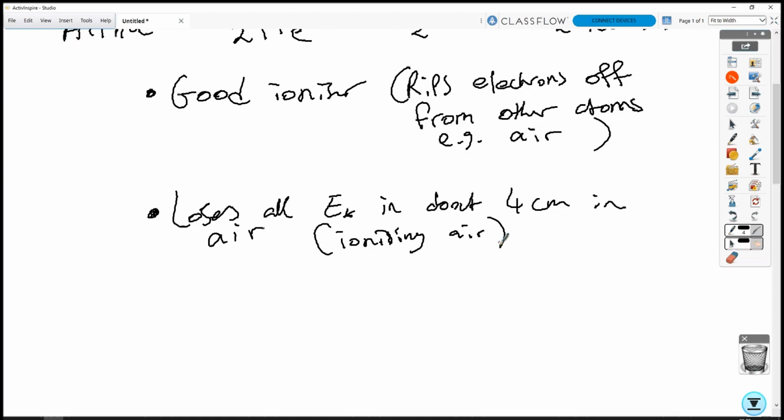After it's ionized the air, at that point it's ripped the electrons off. It's got its own 2 electrons now, and it's just become a helium atom. So at that point, it's not moving fast, it's not charged anymore, so it just becomes a regular helium atom.